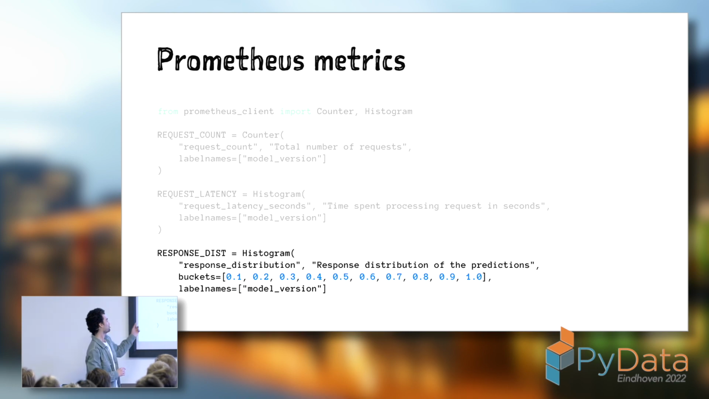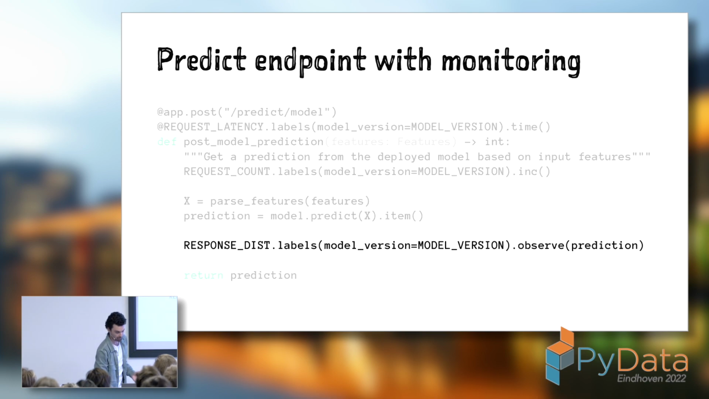Here you see that I made these 10 buckets, 0.1 each time, to model a distribution ranging from 0 to 1. And we're going to add this to the endpoints that we have already seen before. So the only line that's different is the one highlighted here. Before we actually return the prediction, we are going to observe this prediction on the response dist metric that gets sent to this metric endpoint that gets fed into Prometheus.